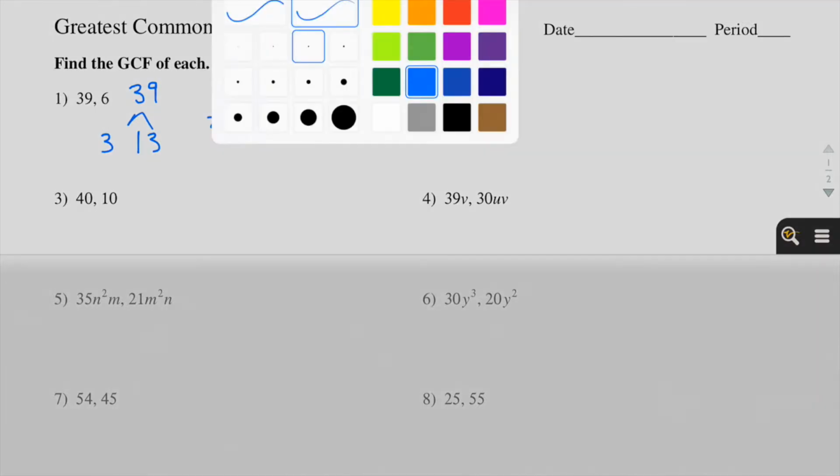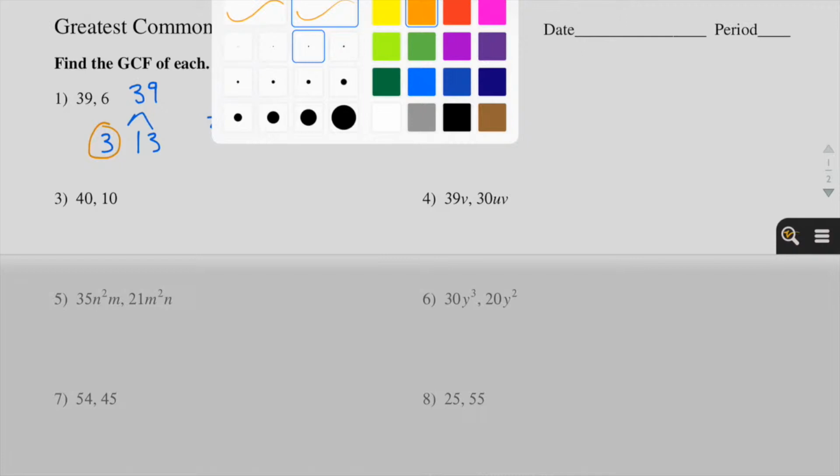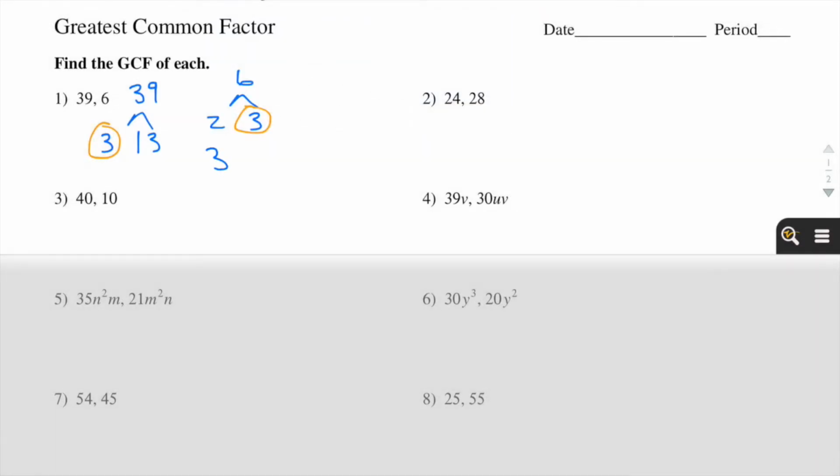So now in orange, I'm going to circle the common numbers that they share. So the 3 and 3 both go into 39 and 6, and that's it. They don't share any other common numbers. For example, 13 in the 39 is not in the 6, and the 2 in the 6 is not in the 39. So we take those three, and that's our final answer. We can't do anything further with that. I'm actually going to write that in blue so we can stay consistent.